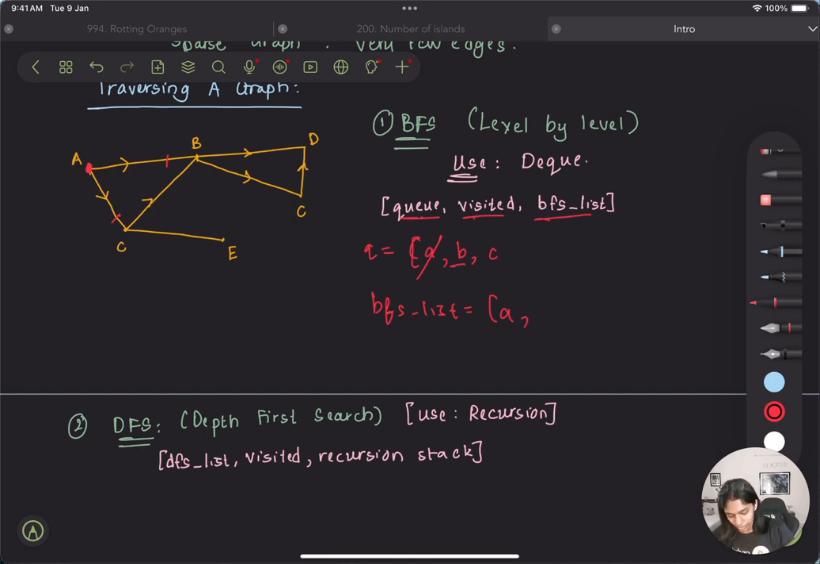Then I'm going to look at B. I look at the neighbors of B, that is D and C. I go ahead and add D and C. I forgot to have a visited set over here. So A is visited, I'm going to add that over there. Now I've come to B, so B is also visited. And then I've added, okay.